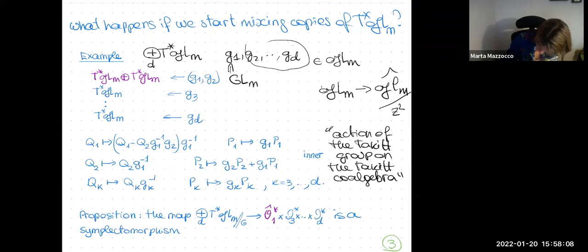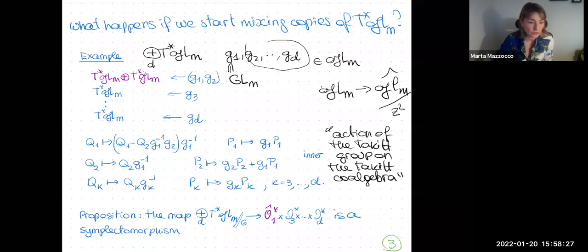I will explain this maybe later if I have questions. I just wanted to emphasize this is not kind of a miracle or a rabbit coming out of my hat. But what I wanted to point out is that we can start mixing.